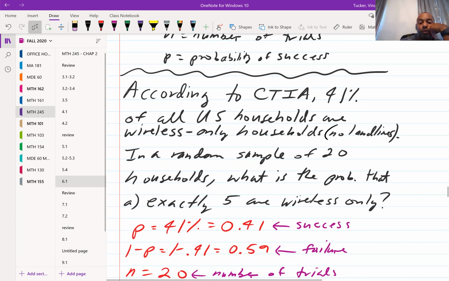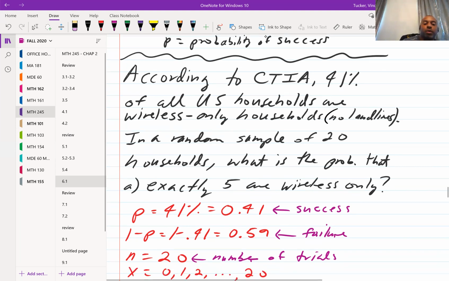So P is going to be 41%. That's where we got from right here. So 41% of all U.S. households are wireless only, no landlines. And then the probability of not getting a wireless only home is 59% because you subtract that 0.41 from 1.